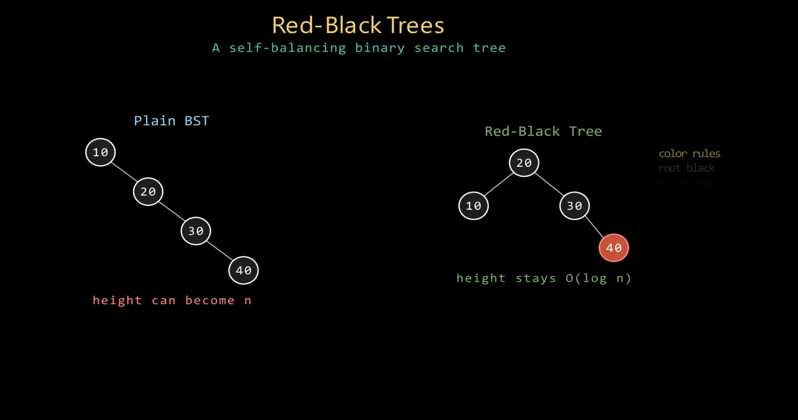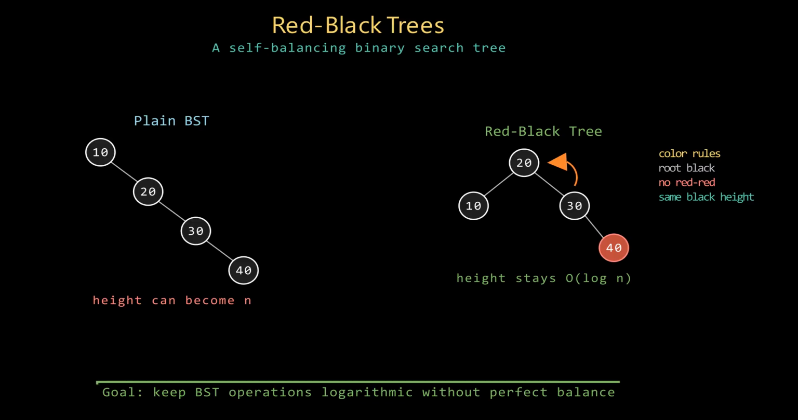A red-black tree keeps the same binary search tree order, but adds color rules so the tree cannot become too tall. The color rules are the guardrails. The root is black, a red node cannot have a red child, and every path down to a leaf has the same black height. When an insertion breaks those rules, the tree repairs itself with recoloring and rotations. The goal is not perfect balance, but good enough balance. That is why red-black trees give search, insert, and delete in logarithmic time, while still updating quickly.